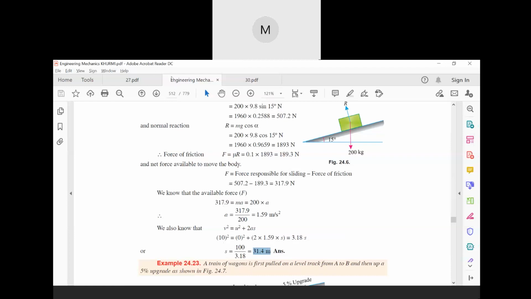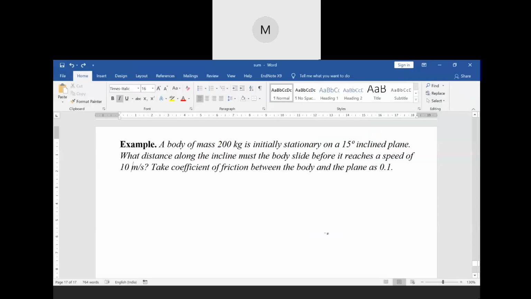I'm giving you 5 minutes. Just try to solve the numerical. Since I have explained it to you properly, please try to solve the numerical. If anyone is having any doubt in this numerical, ask me.